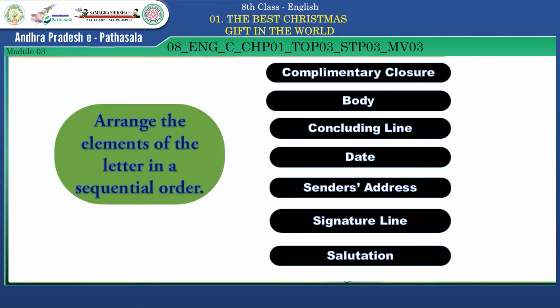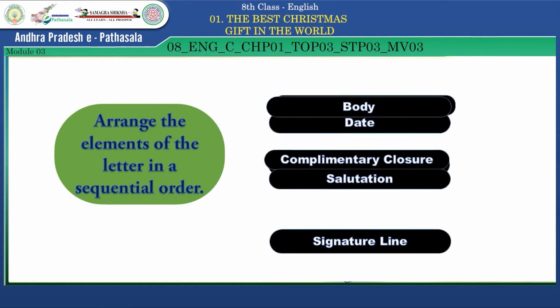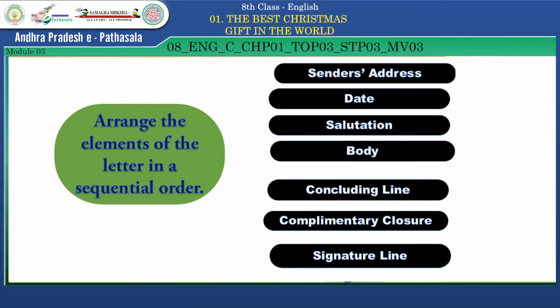Next one, arrange the elements of the letter in a sequential order. Complimentary closure, body, concluding line, date, sender's address, signature line, salutation. Can you arrange these elements in a sequential order? Yes, do it. And the correct order is sender's address, date, salutation, body, concluding line, complimentary closure, signature line. Very good.